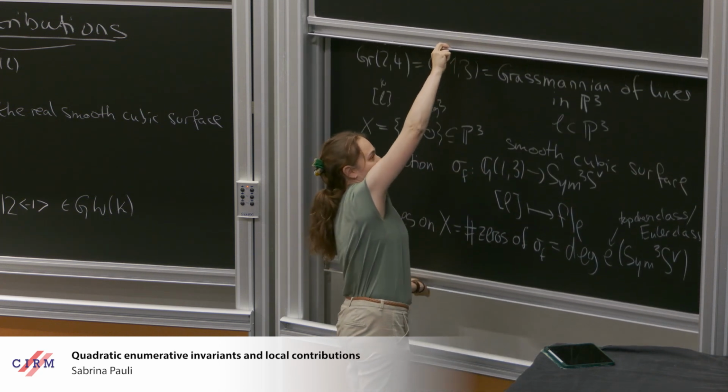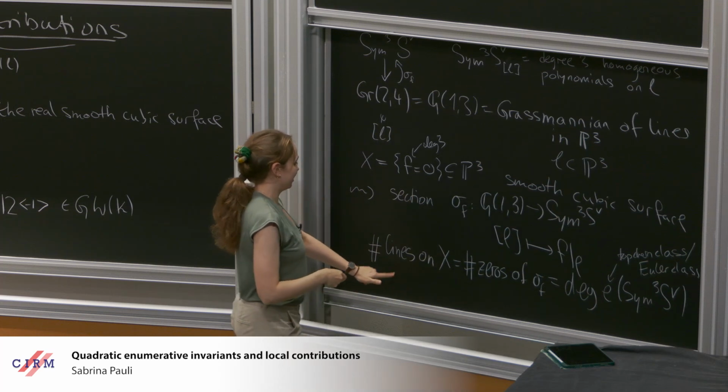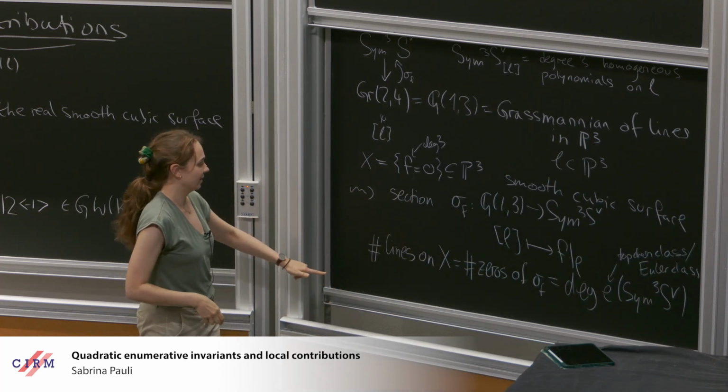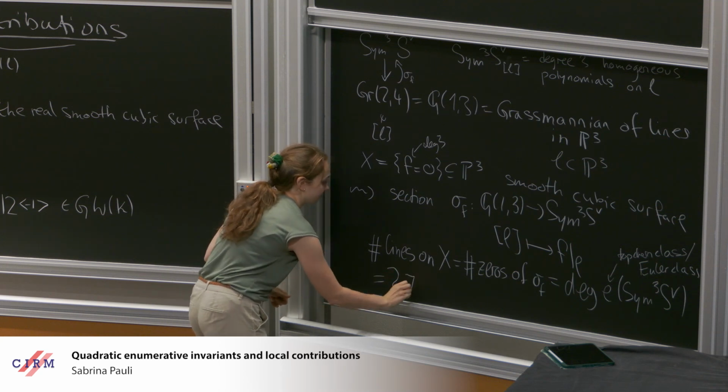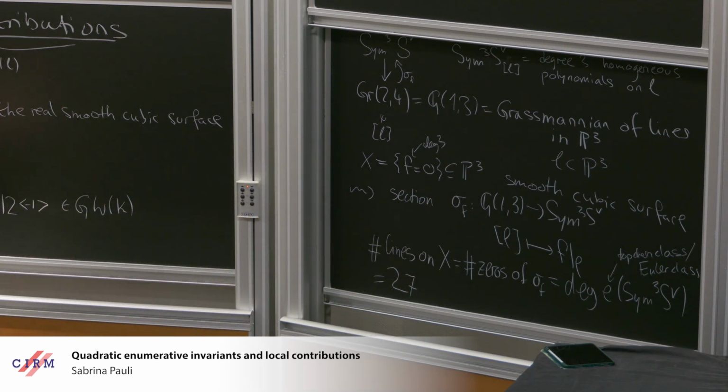Now, just let me tell you, I will compute this with Bott's residue formula in a second, but you could also do this with Schubert calculus, and you actually get the 27 from this. So that's how you can get this one.